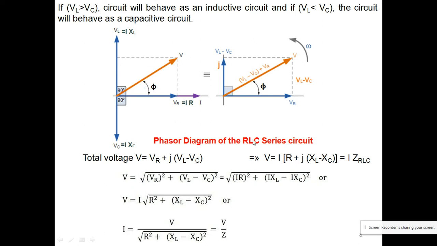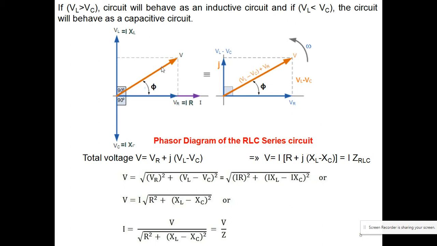Now I draw the phasor diagram of the RLC circuit. You can see here, we already know that when we are discussing R and L, in this condition the voltage is leading by 90 degrees. And if we are taking care of the resistance and capacitance, in this case the current is leading by 90 degrees. So this is the phasor diagram when we are talking individually.